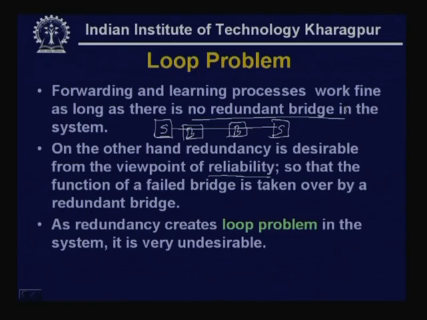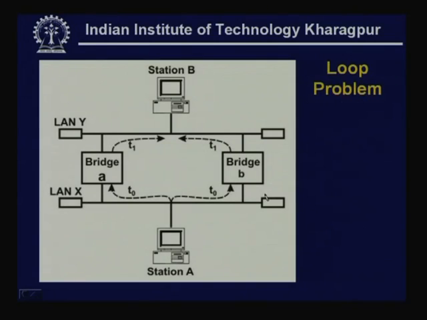Now to get the best of both worlds, that means the advantage of this transparent bridge and, at the same time, to avoid the problem of redundancy, which essentially creates a loop problem. This loop problem we have to avoid if we want to retain redundancy, and let us see how the loop problem arises.